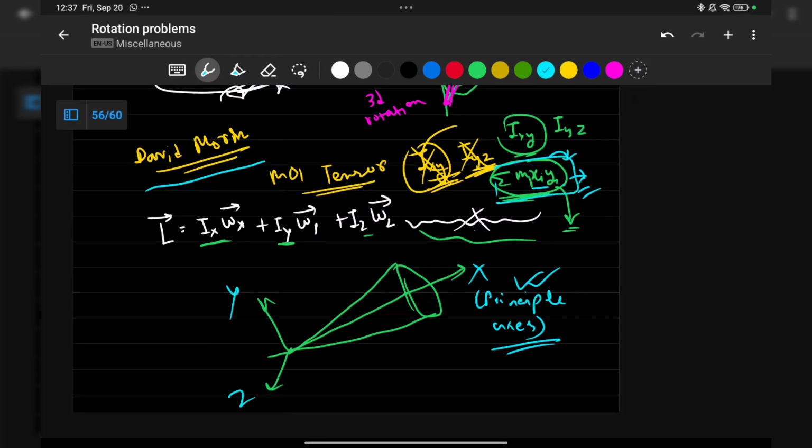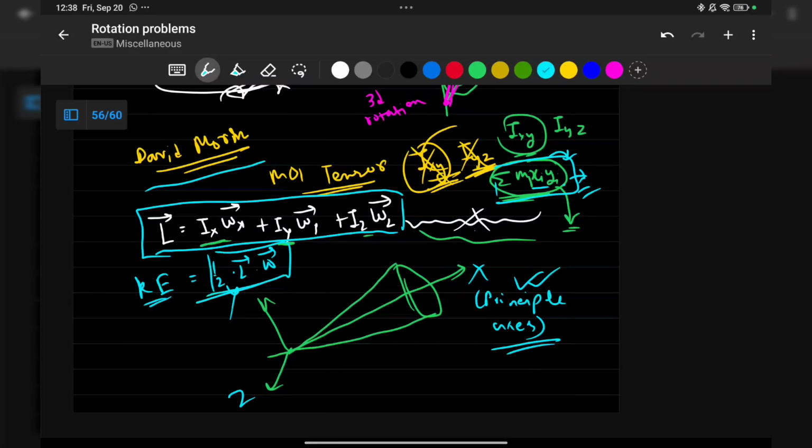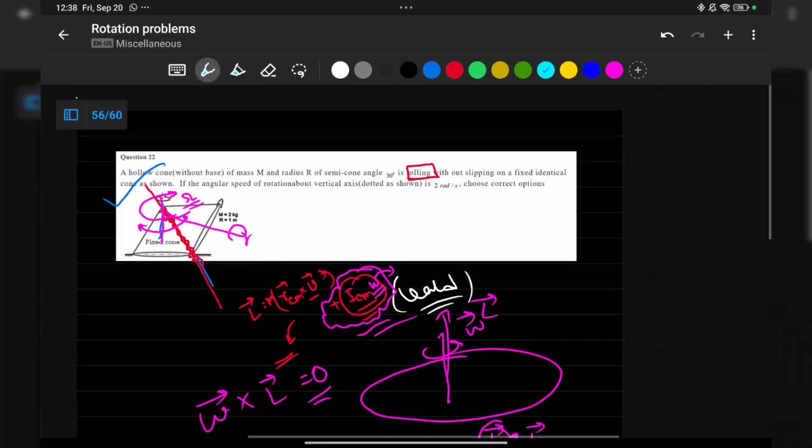So this is the concept that angular momentum is equal to Ix omega x plus Iy omega y plus Iz omega z. Now, about the kinetic energy of a body, this is another thing: half L dot omega. This we have studied in normal things, and if you have not, you can easily derive it by writing L as this, and writing omega as omega x plus omega y plus omega z. Okay, so now return back to our question.